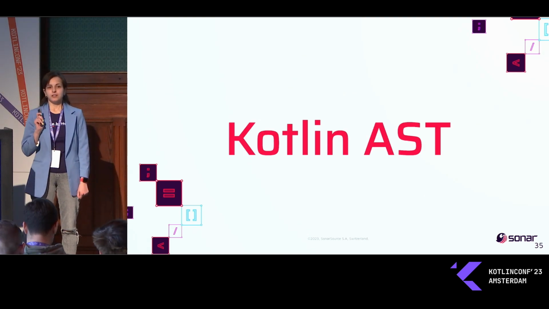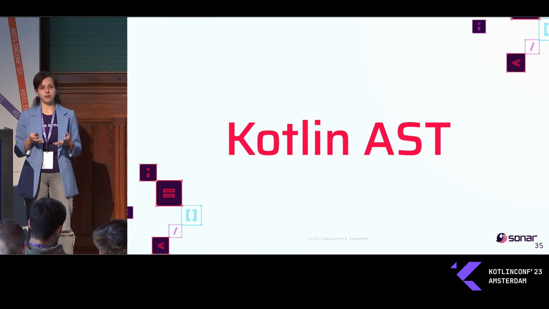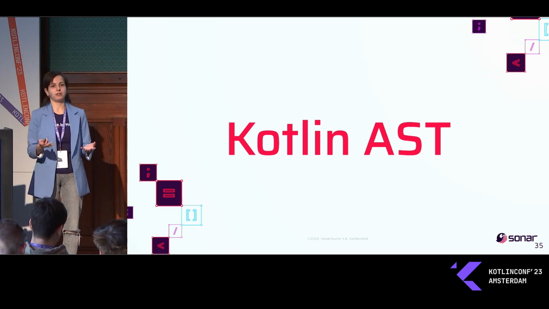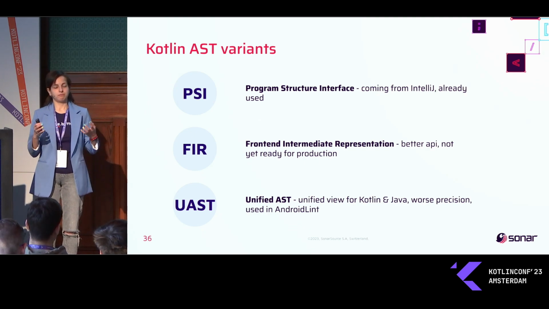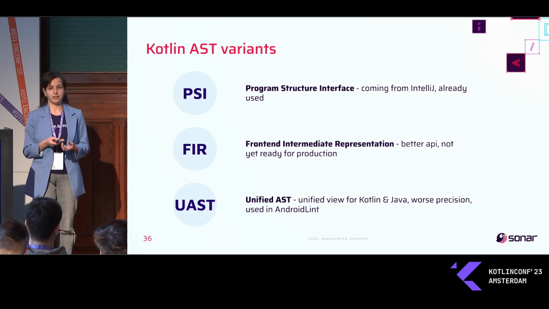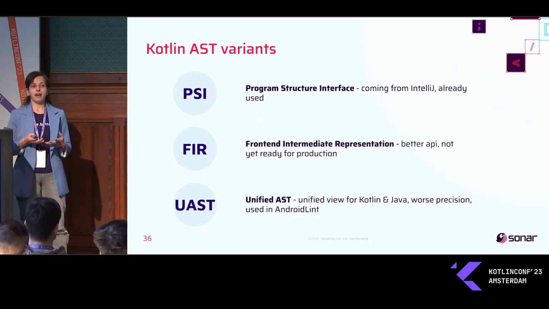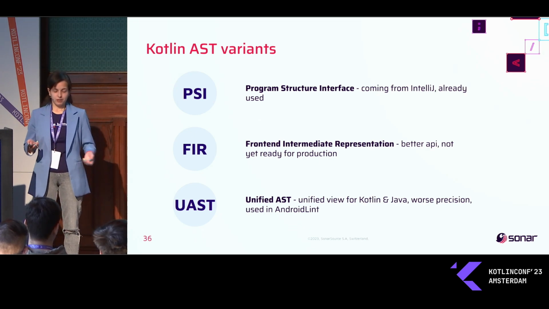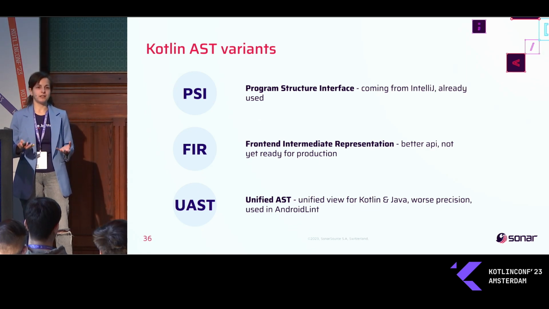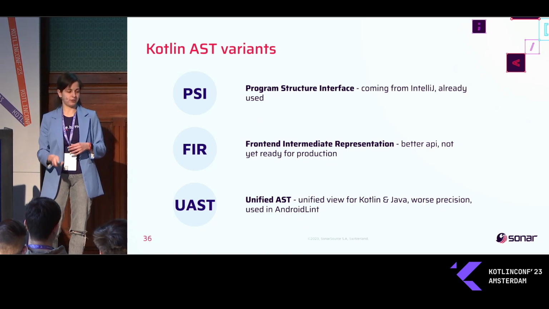Yeah. So Kotlin AST. I was talking a lot about AST, but let's talk a little bit more about what is actually under the hood and what is actually Kotlin AST. When we decided to rethink the Kotlin Analyzer, there were a couple of different variants we could use. The first obvious variant is Program Structure Interface, PSI. I think you heard about it if you ever implemented any support of the language in IntelliJ. It's actually an interface coming from IntelliJ, pretty nice, and we were already kind of using it when transforming our Kotlin syntax tree into our universal tree.